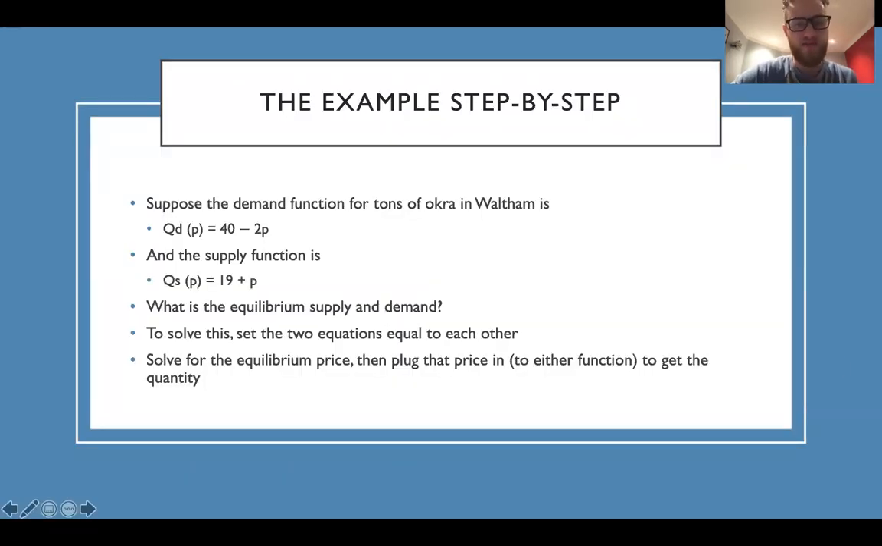We're going to suppose the demand function for tons of ochre in Waltham is QD as a function of P is equal to 40 minus 2P. And the supply function is QS, quantity supplied, as a function of price, is equal to 19 plus P. What is the equilibrium supply and demand? To solve for this, we're going to set the two equations equal to each other, and then solve for the equilibrium price, then plug that price into either function to get the quantity.